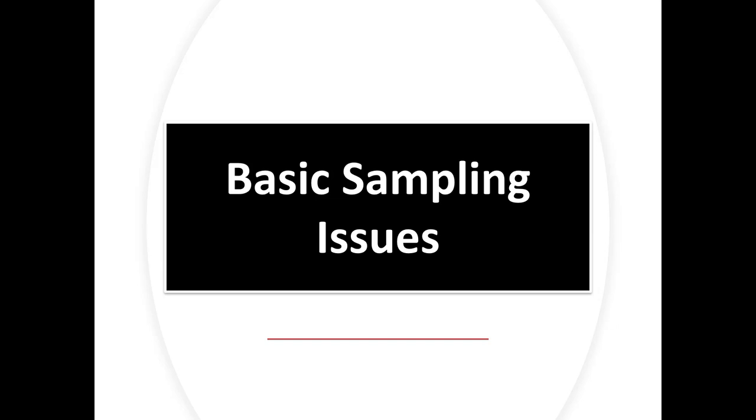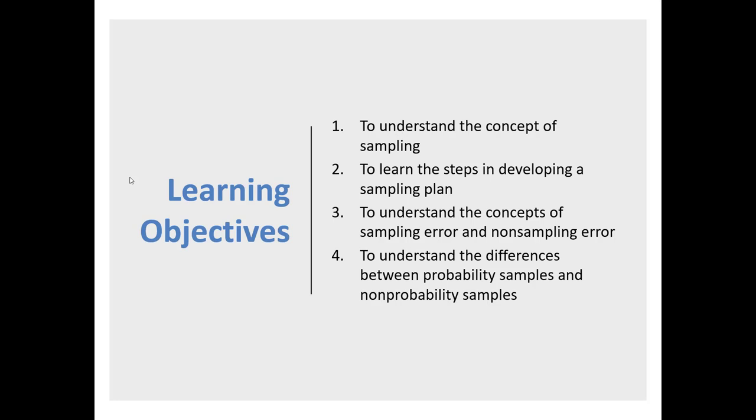So some sampling issues we want to cover today. First of all, let's look at our learning objectives. Number one, to understand the concept of sampling. Number two, to learn the steps in developing a sampling plan. Number three, to understand the concepts of sampling error and non-sampling error. Number four, to understand the differences between probability sampling and non-probability sampling.